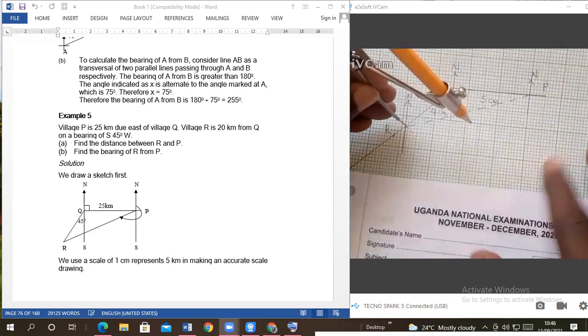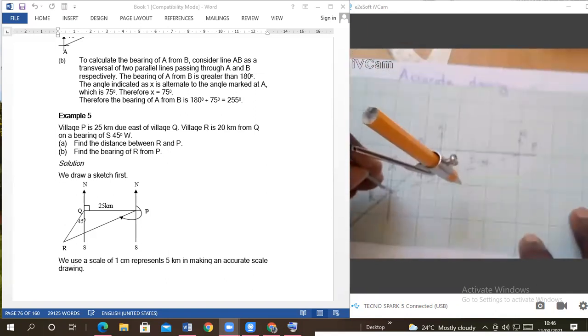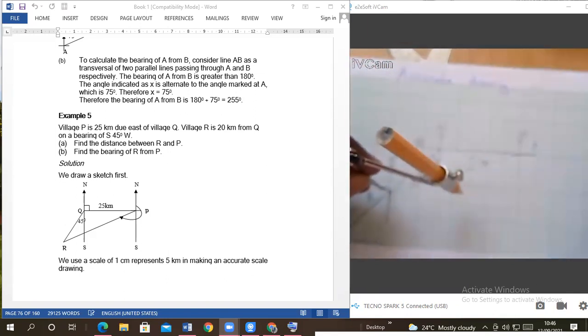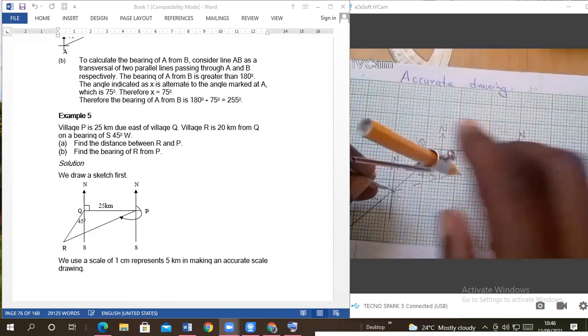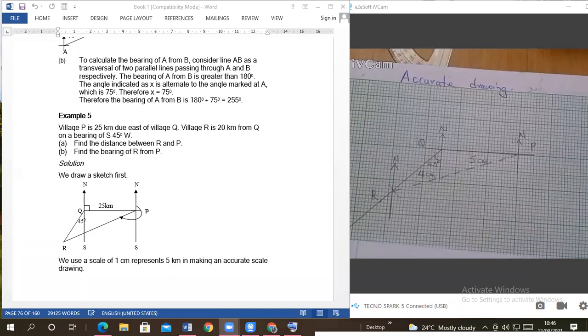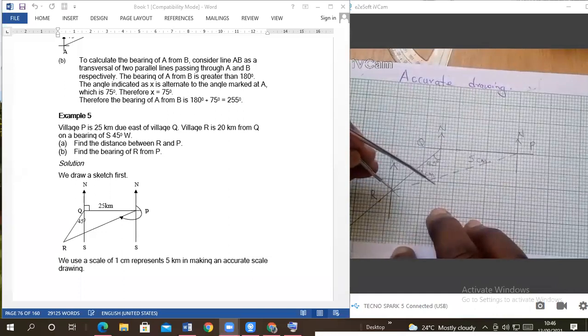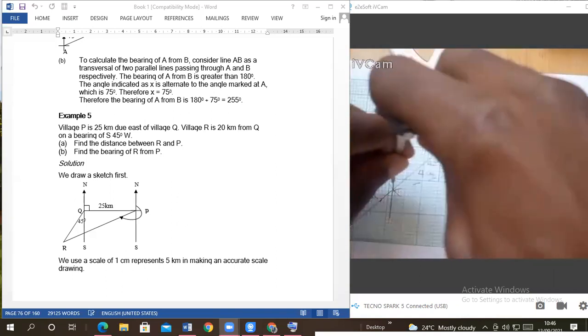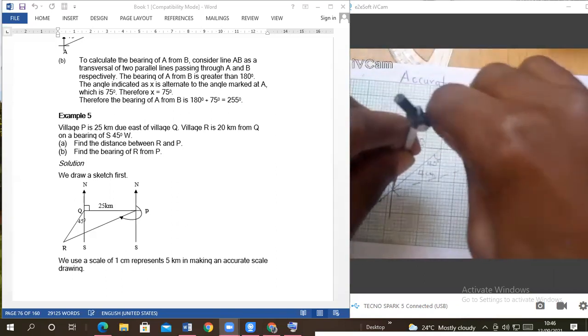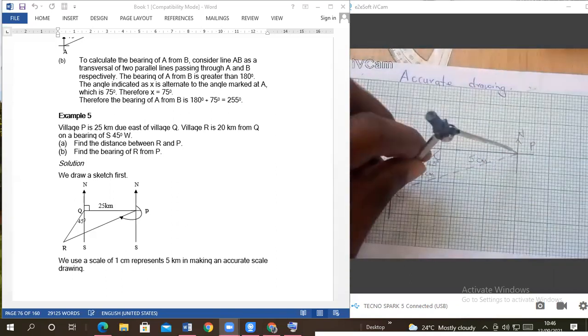So get your ruler, members. Get your compass, or a pair of dividers. Here, let's use a pair of dividers because we want to measure this distance. Put it there. Then extend it from point R to point P.